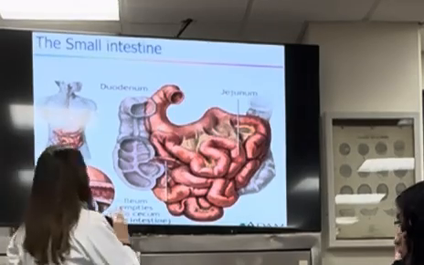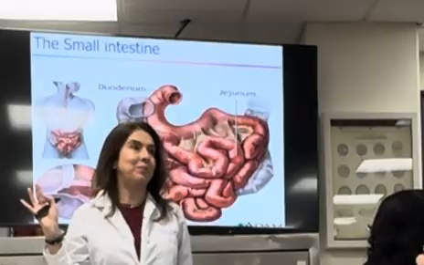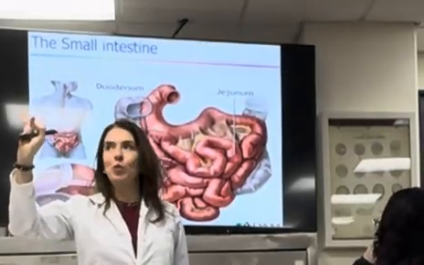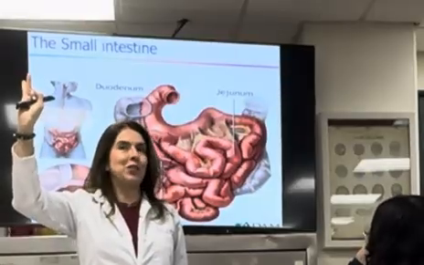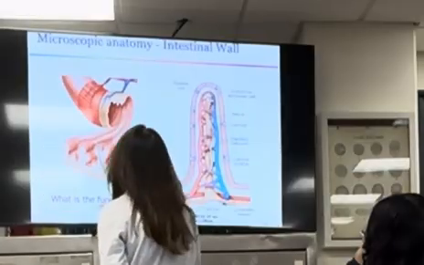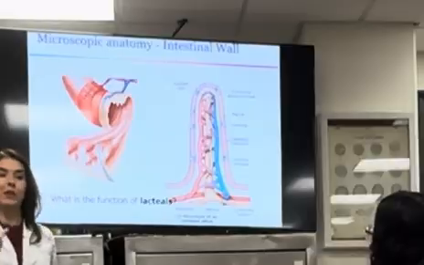All right. So let's talk about the small intestine. How many regions are there in the small intestine? 3. What's the first one? The duodenum. Second, jejunum, and ileum. Very good. Those are the 3 regions.